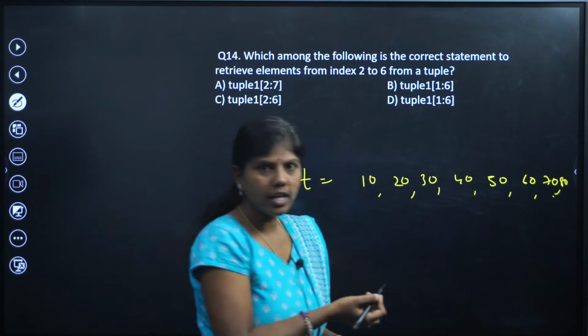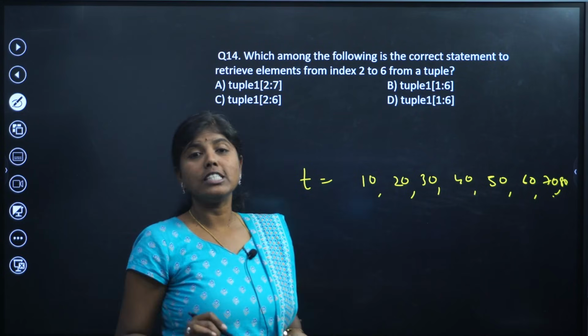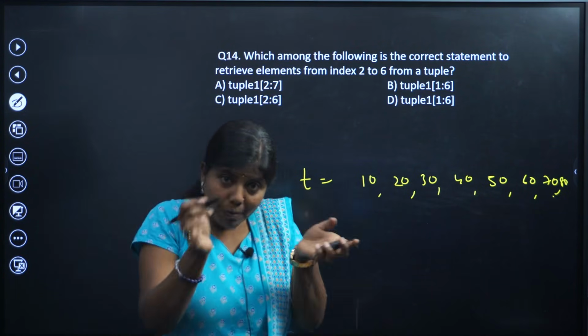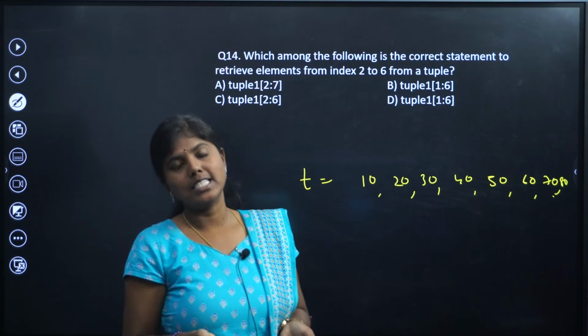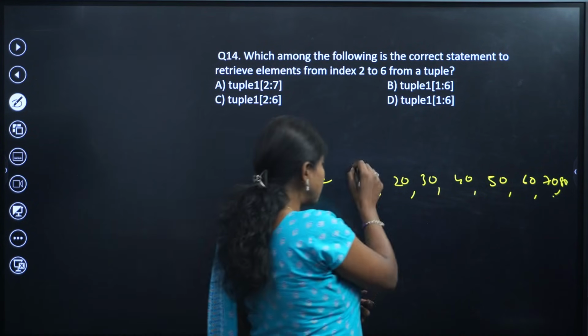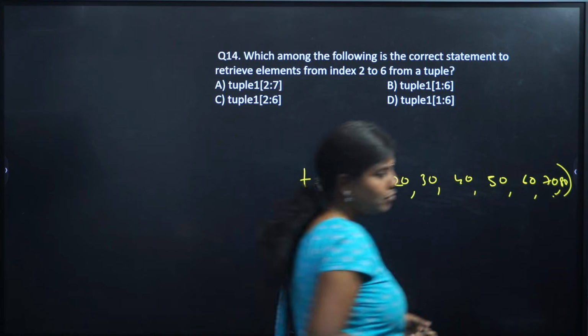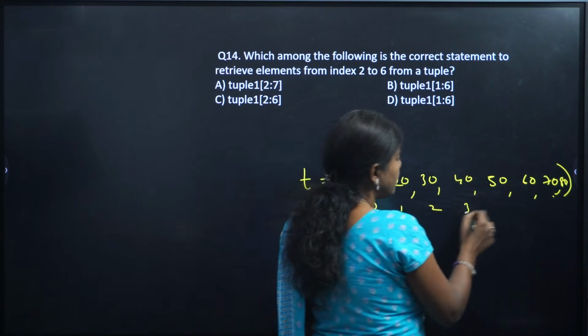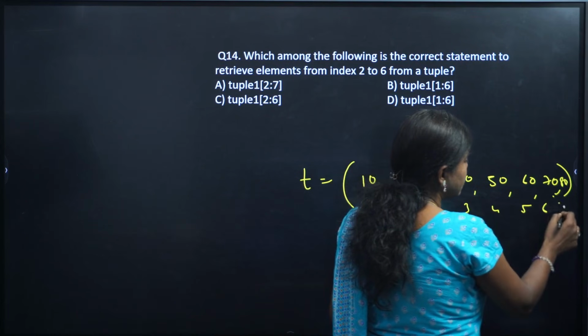Is it okay? This is also an example of a tuple. For a tuple, you need not explicitly write the parentheses. This is also a tuple. Let me make it more explicit now. So this is an example of a tuple. Let's write the index: 0, 1, 2, 3, 4, 5, 6 and 7.